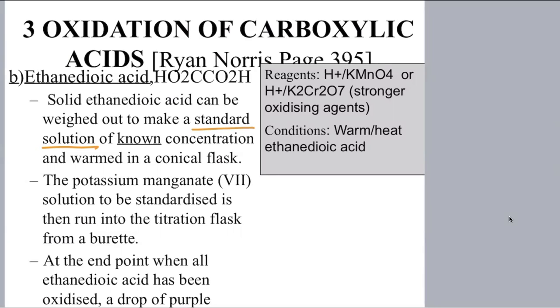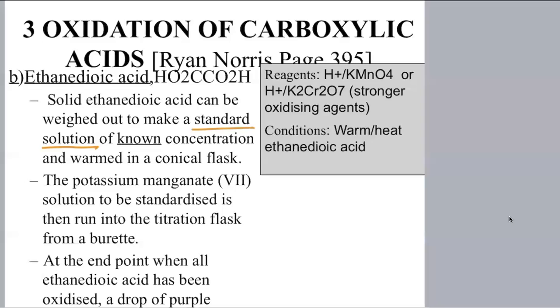You want to react the ethandioic acid with the potassium manganate. Potassium manganate is the unknown solution. If you know the number of moles of ethandioic acid, you can find the number of moles of the potassium manganate solution because you can work it out by mole ratio. So what are they saying here? The potassium manganate solution to be standardized is then run into the titration flask from a burette.